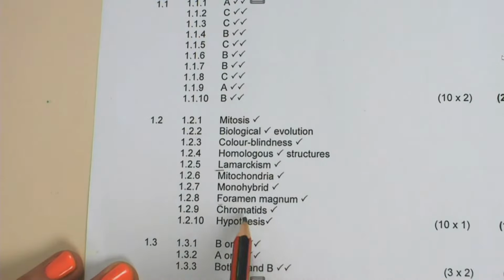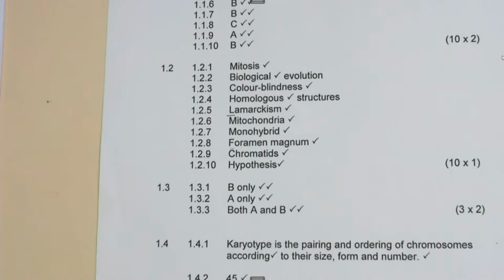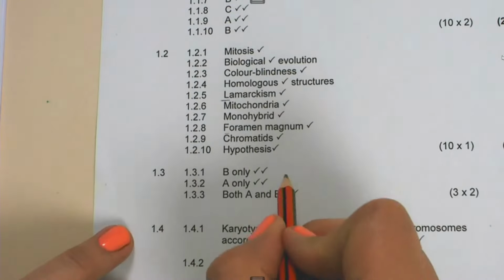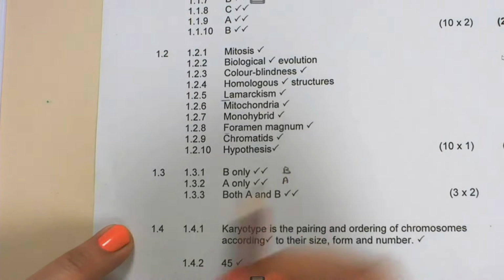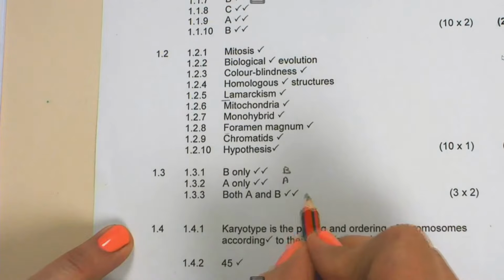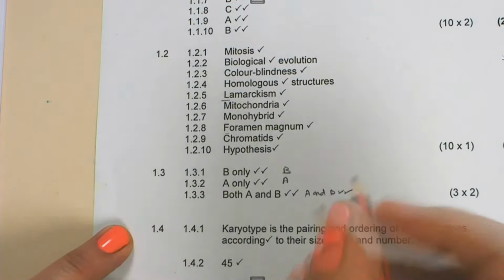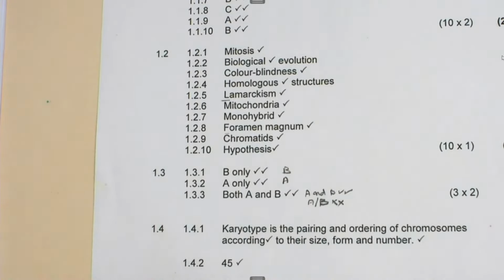And then look at chromatids. It must be chromatids. Chromosome will be wrong. All right. And then question 1.3. B only, A only. If they write B, it can be right, you can allocate the marks, or only A, you can allocate the marks. A and B, 2 marks, but A, B, 0 marks. Then we allocate 0 marks there. So just something to remember.